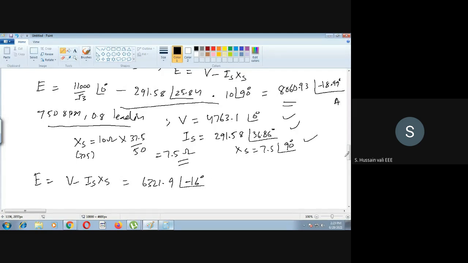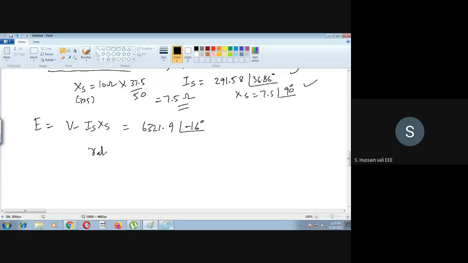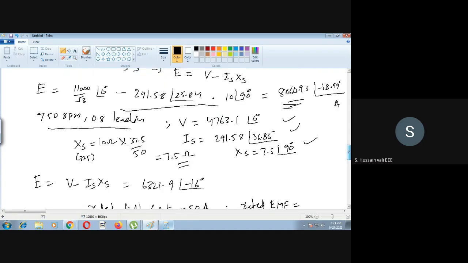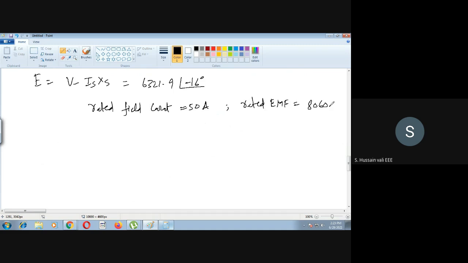Okay, now he has given the rated field current in the problem, 50 ampere. So now the question is, what is the rated EMF first of all? Somewhere you find out, yes, 8060.93. This is the rated field current. Now the question is whether the field current changes or the EMF changes. EMF changes with respect to the speed. This we know very well. So you'll find out this value.